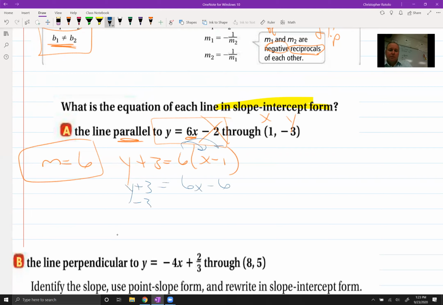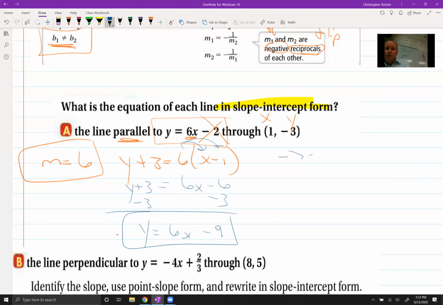Distribute and add or subtract this term. In this case, we're going to subtract y equals 6x minus 9. Look at that, we're done. I didn't solve for b and then have to rewrite it as if I were working in slope-intercept form the entire time. Okay, can I do that way and check it?